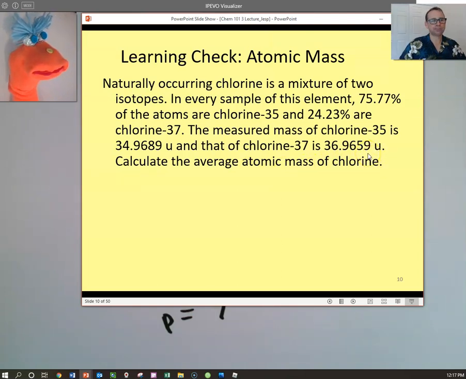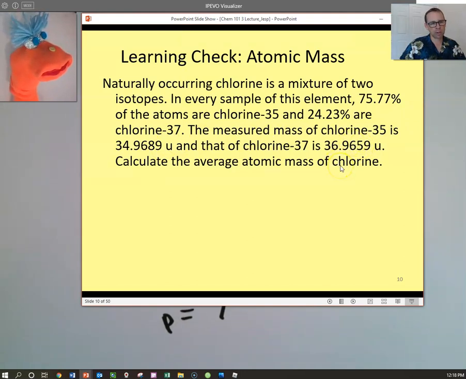So what would we do? Well, we'd probably take the mass for the chlorine 35, 34.9689, add it to the mass of the chlorine 37, 36.9659, and then just divide by 2 and you'll get the average. Okay, that would be the case if I only had two atoms, right? If one was 35 and one was 37. Didn't you say you just had two isotopes?